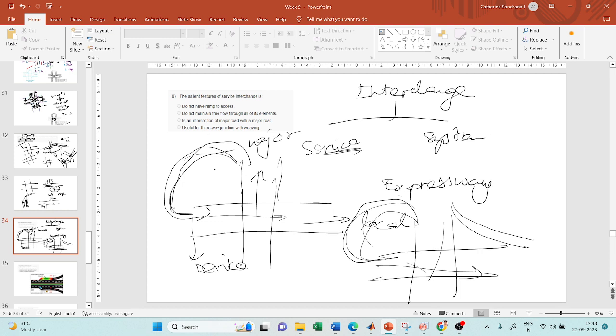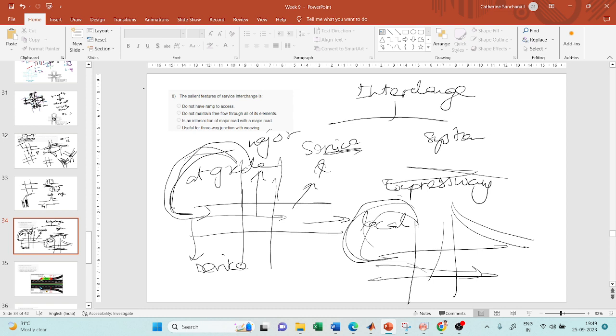Since the service interchange has a lower level of roadway crossing, it can have an at-grade intersection also in the vicinity. Whereas a systems interchange cannot have an at-grade intersection, because both of them are at the highest level of roadway. Providing an at-grade intersection is going to create a lot of conflict points. So these three are the major differences for service and systems interchange.